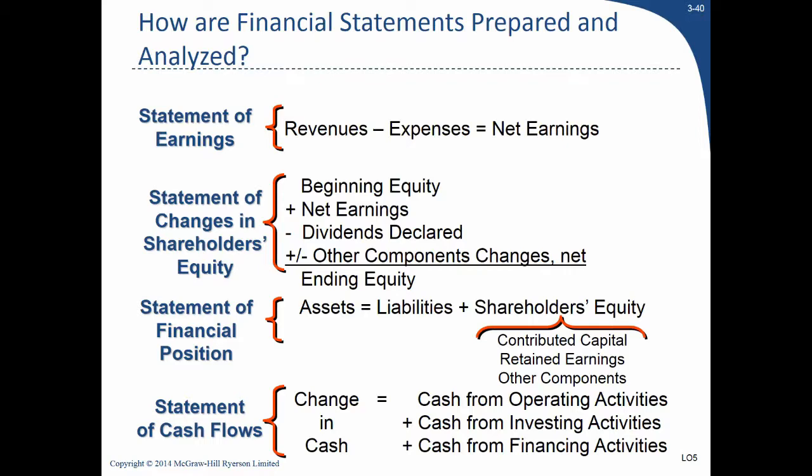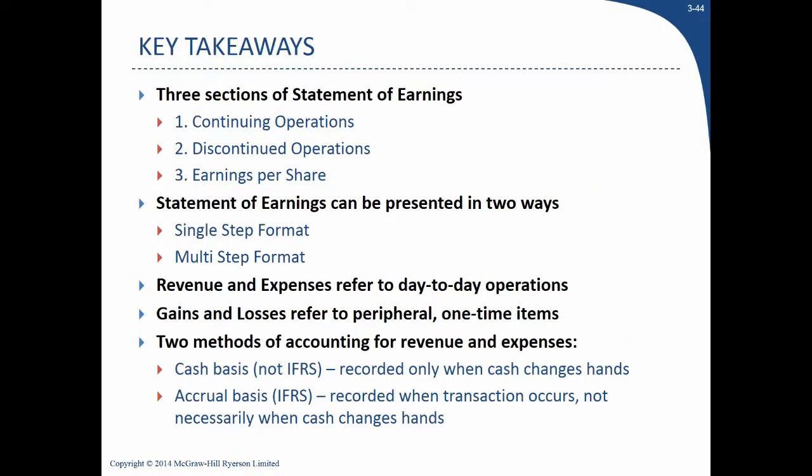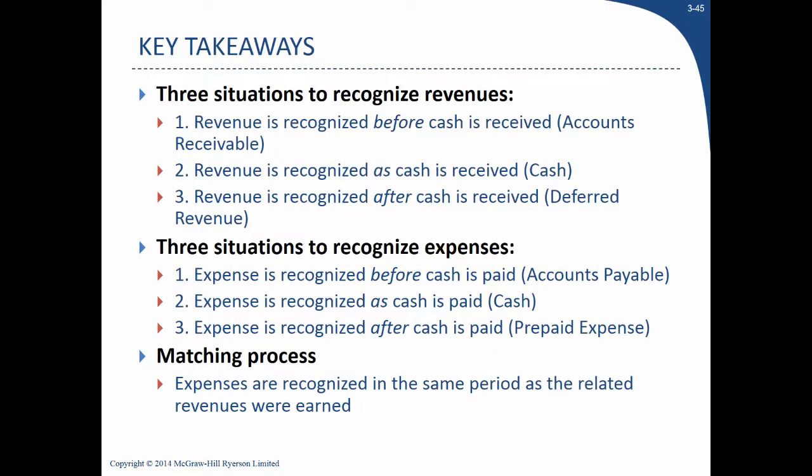Okay? Let me go back here. Single step and multi-step format. Multi-step is what you'll see most often. That breaks out cost of goods sold, gains and losses. Cash and accrual basis. Cash is not IFRS. Accrual is IFRS. There's 3 situations for revenues and expenses. And in fact, try to tell me a situation outside of one of these 3. There isn't one, right? So this is sort of all-encompassing.